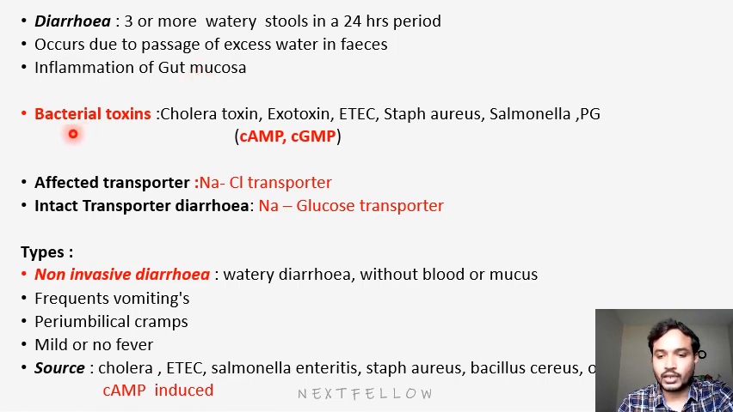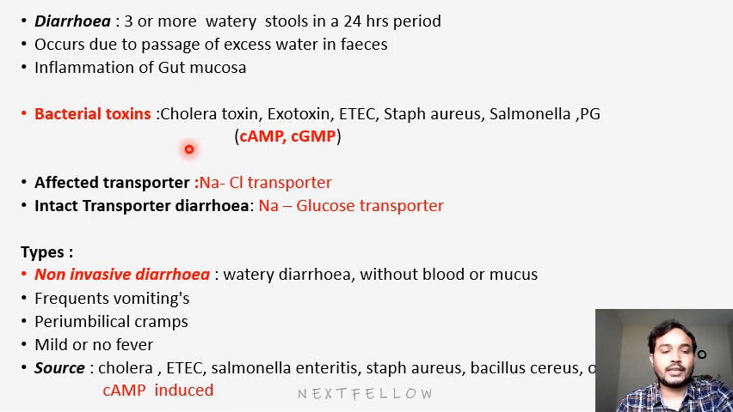It may be due to toxins, that is, bacterial toxins. What are the examples? Cholera toxin, exotoxin or enterotoxin, Staph aureus induced toxin, Salmonella, or prostaglandins. These toxins will raise cyclic AMP or cyclic GMP in the intestinal villi. This increase of cyclic AMP and cyclic GMP will lead to efflux of sodium and chloride into the lumen. Thereby, more water will be flushed out into the lumen, which leads to diarrhea.